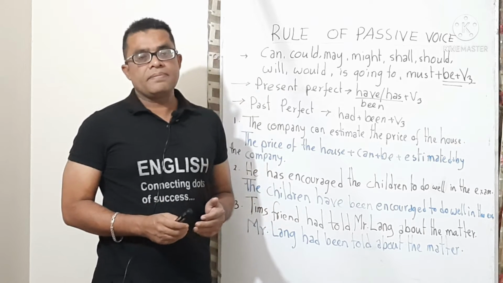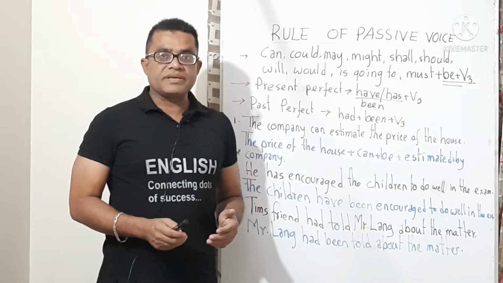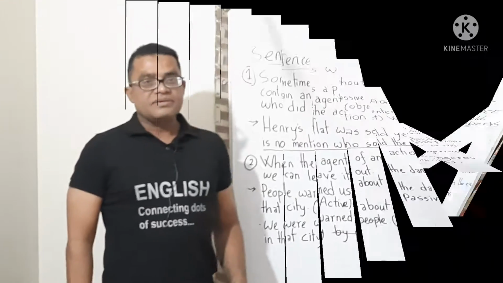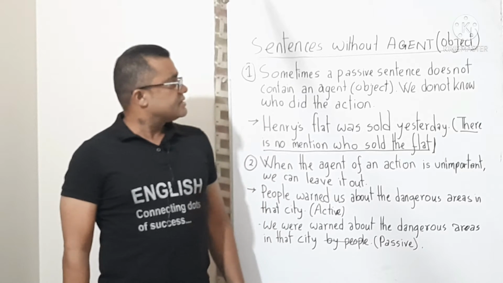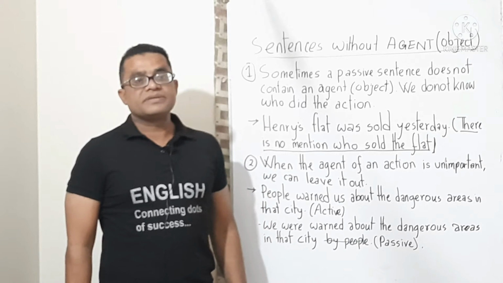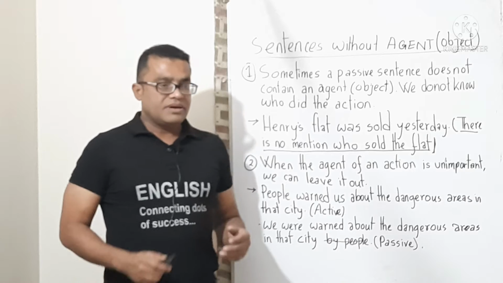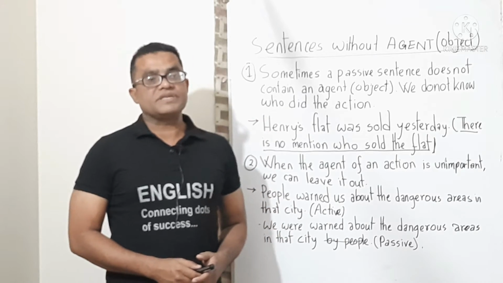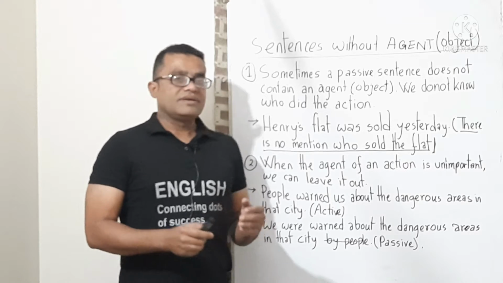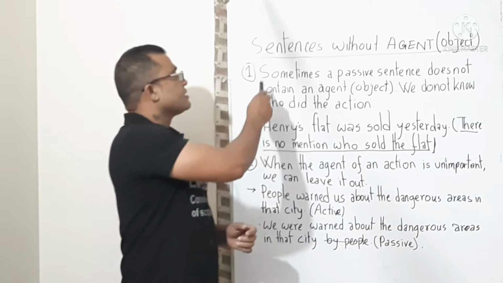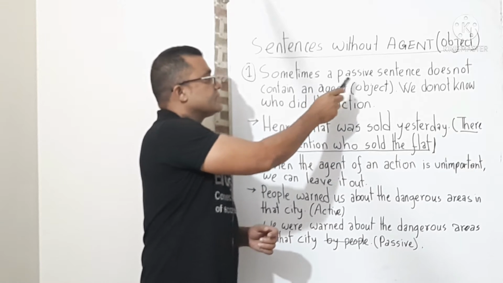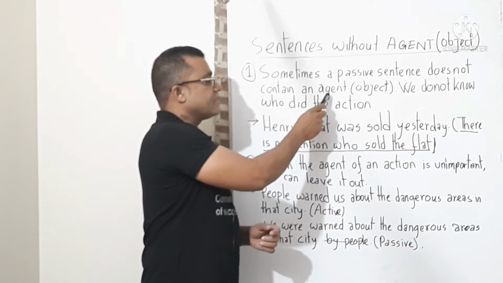And in the next video, we will learn more about the passive voice, and then we can have some practice together. Passive action, sentences without agent. That means sometimes there are sentences which don't contain an object. Sometimes, rule number 1, a passive sentence doesn't contain an object or agent.